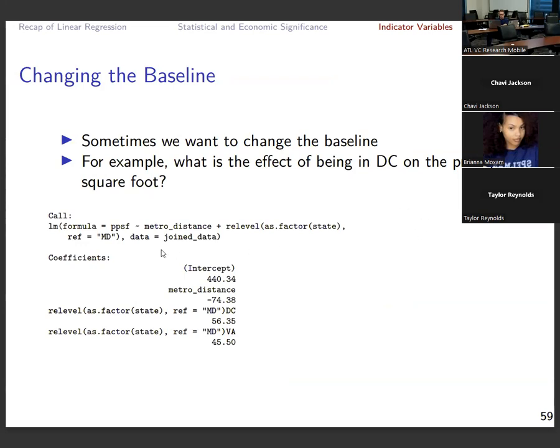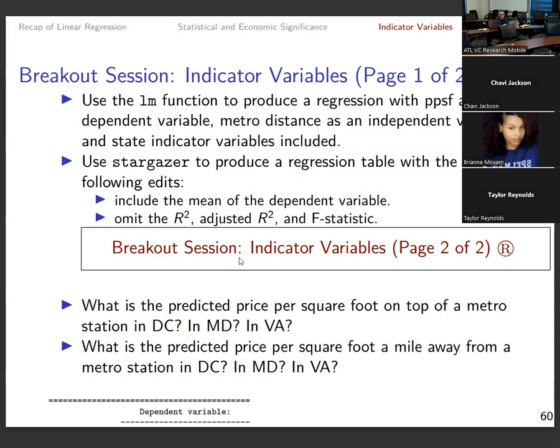If in your own research you're not happy with the base, in other words, if we wanted a different baseline than DC, we could come in here and change the factor. In this particular case, we want Maryland to be the base. And so we'd use this relevel, using as factor on the state, and then we let the reference be MD. If we wanted it to be Virginia, then we just change this to VA. And then my coefficient results look like this, okay?